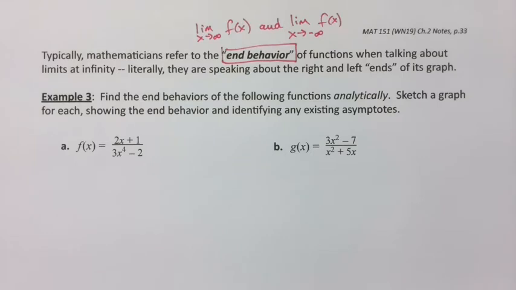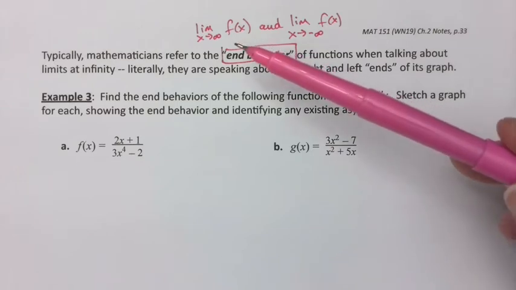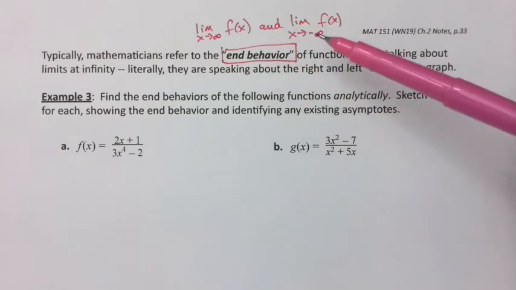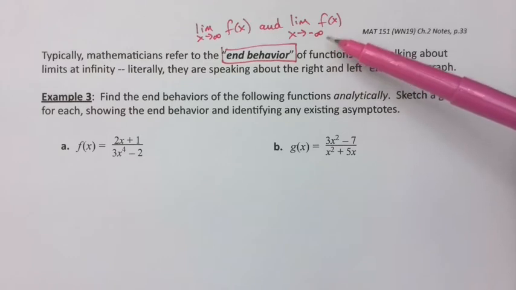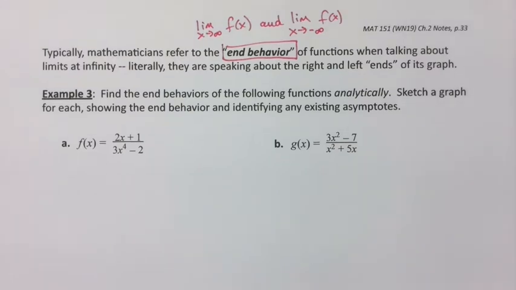So as I mentioned in an earlier video, when we talk about end behavior, what we're talking about is the limit as x goes to infinity of the function, or the limit as x goes to negative infinity of the function. Literally the left and right ends of the function. All right, so we are going to find the behaviors of the following functions.